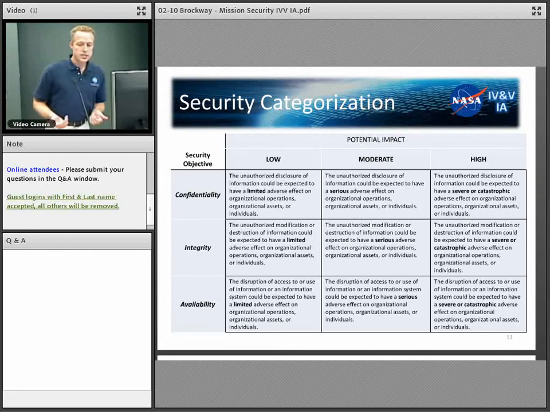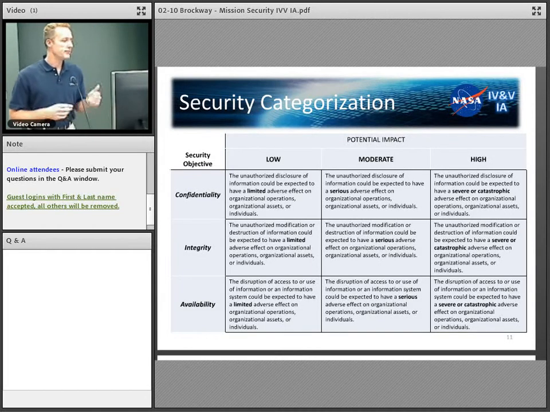So the first step in that journey is to categorize the system, and looking at the security objectives on the left and what's the potential impact: limited, serious, or severe catastrophic, across those security objectives. So for example, a serious or severe catastrophic adverse effect on the organizational assets for confidentiality, integrity, and availability will determine what the categorization of the system is.